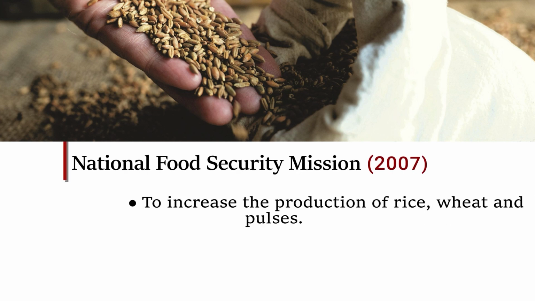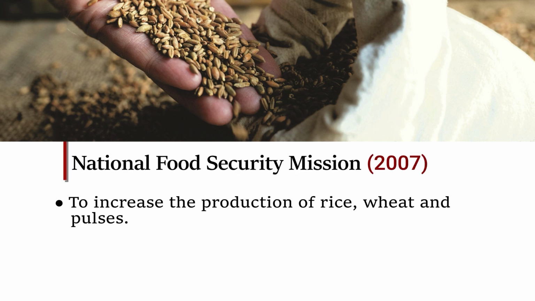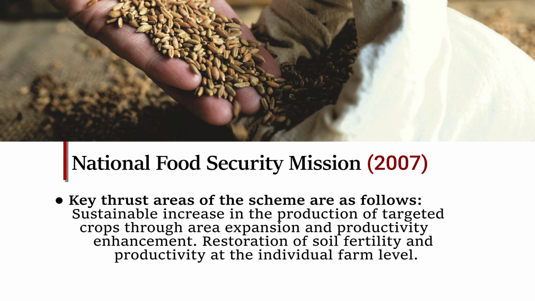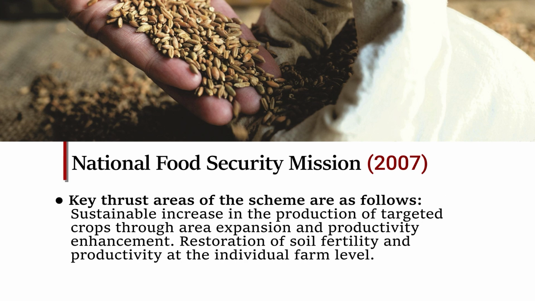The National Food Security Mission was introduced in 2007 with an aim to increase the production of rice, wheat, and pulses. The key thrust areas of this scheme are sustainable increase in the production of targeted crops through the expansion of its area, enhancing the productivity, restoration of soil fertility and the productivity at the individual farm level.